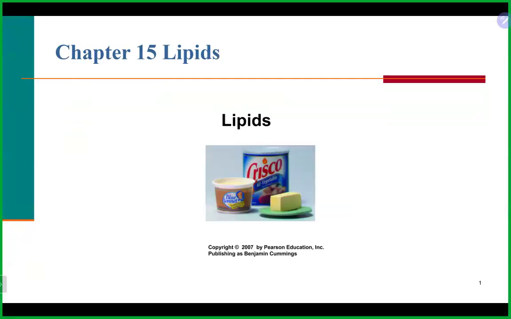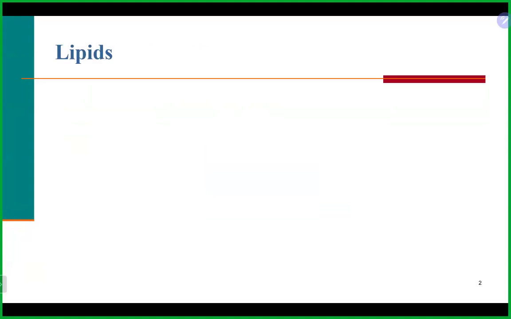Okay, so the very last one of the season here, go backwards and talk about lipids. We talked about carbohydrates, we talked about proteins. Now we're going to talk about lipids. So we're going to talk about fats here. Let's take a look.